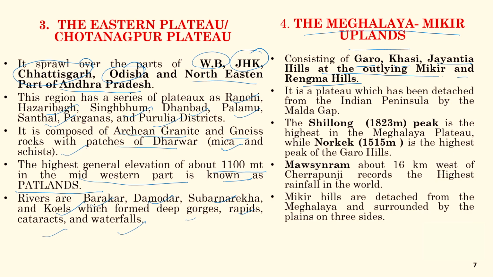It is a plateau which has been detached from the Indian peninsula by the Malda Gap. The Shillong peak, 1823 meters, is the highest peak of the Meghalaya Plateau region, while Nokrek, 1515 meters, is the highest peak of another hills, that is the Garo Hills region. Mawsynram, which is situated 16 km west of the Cherrapunji area, records the highest rainfall of the world. Mikir Hills are detached from the Meghalaya and surrounded by the plains on three sides.